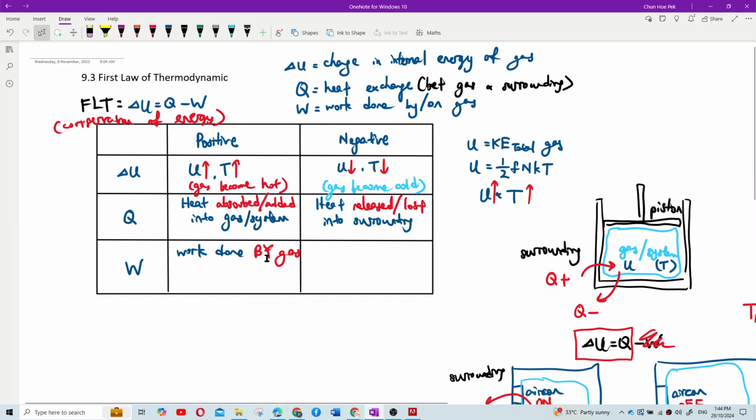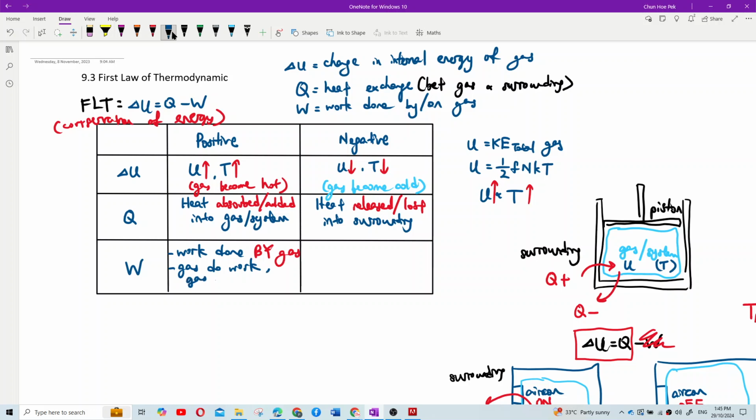Okay. Work done by gas. Work done by gas apa maksud? Work done by gas maksudnya gas push up the piston. Gas do work. Work done by gas. Who did the work? Gas lah. Or work done by gas atau work done by system. Sometimes we call it work done by system or work done by gas. Gas do work. What kind of work?